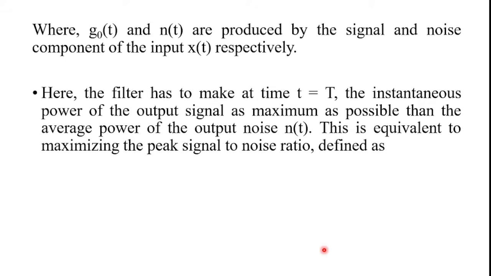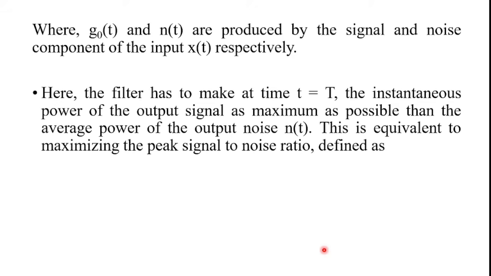Here the filter has to take, at the time after output y of t, the sample instant. That sample instant is at time small t equal to capital T, where capital T is the sampling period. Here the filter has to make, at small t equal to capital T, the instantaneous power of the output signal as large as possible compared to the average power of the output noise.